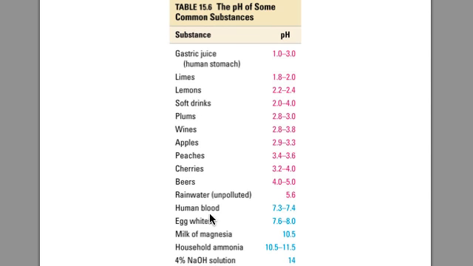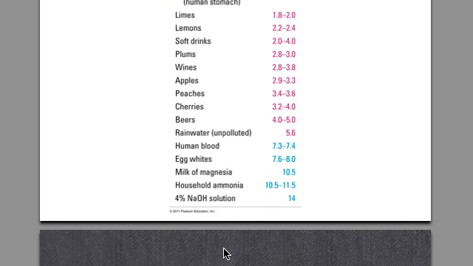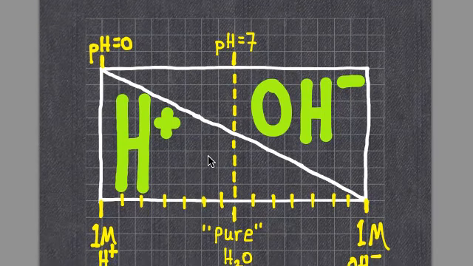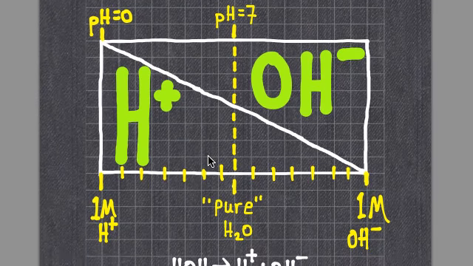Common bases: your blood's a little bit basic, egg whites, baking soda, coffee. Coffee's basic. Alright, here's the definition of pH. Well, not quite. Getting pretty close.